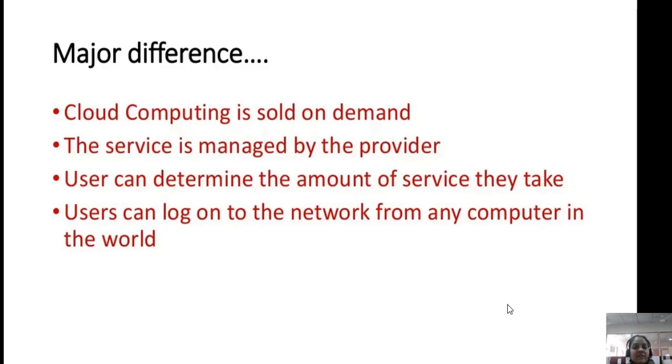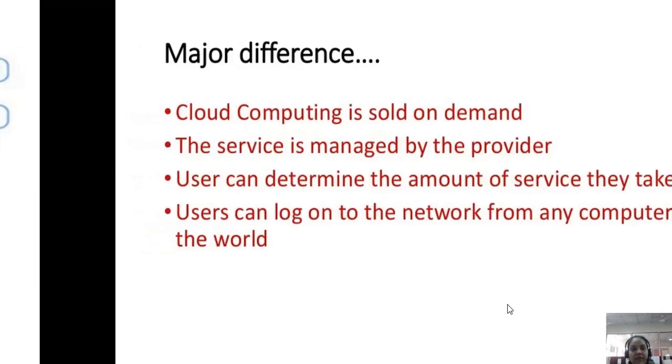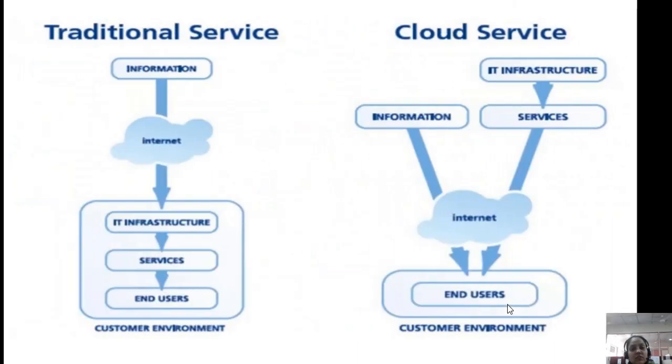So these services are being made because users have a lot of bifurcated determination towards it. Then users can log on to the network from any computer in the world, wherever. It is not compulsory that you log in from the same computer you first logged in from. No, it is not like that, because it is available worldwide. Whereas the traditional service was situated on one particular platform, on one particular system, so you needed to access it from that system only.